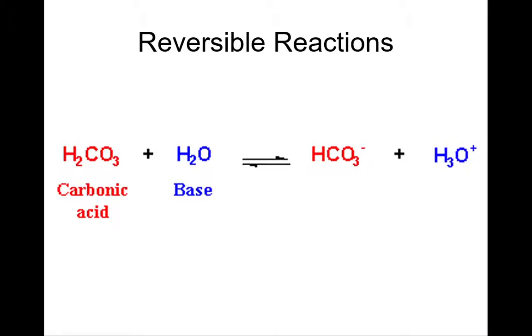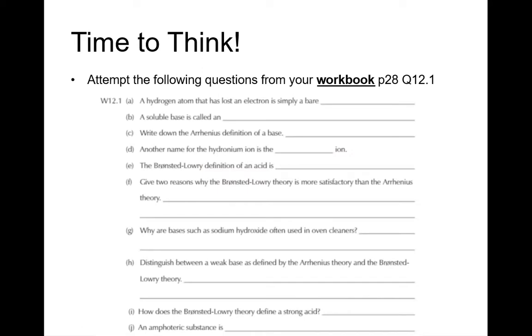So I left you yesterday with a small little exercise, and that little exercise was to work through these questions here, just to get into your heads the basics of what we spoke about yesterday. So just to go through these very quickly, a hydrogen atom that has lost an electron is simply a bare proton. And please remember too, bare protons don't exist on Earth. They don't just float around in space. They have to be part of something.